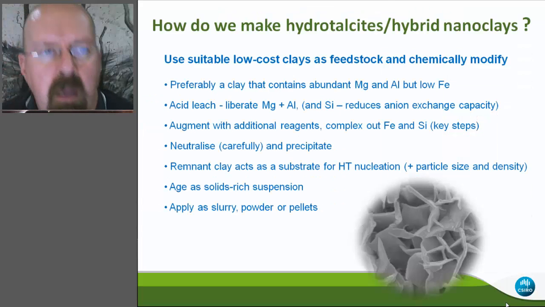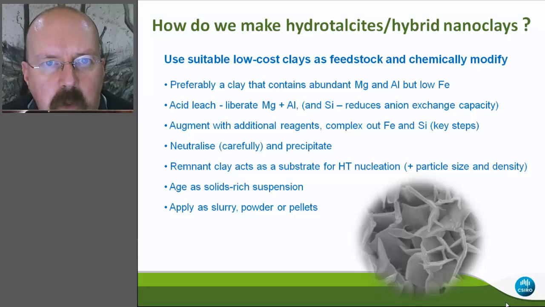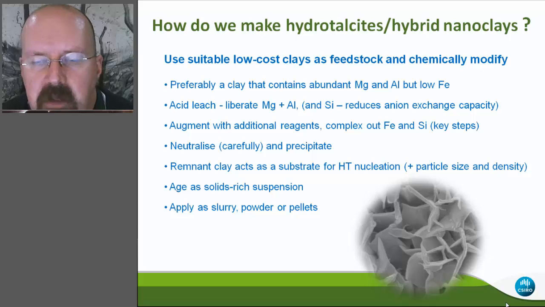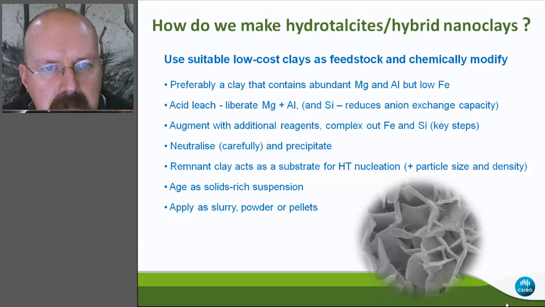So how do we make these hydrotalcites or hybrid nanoclays? Well, firstly, we use suitable low-cost feedstock, and then we chemically modify those clays. Preferably, though it's not absolutely important, we use a clay that contains abundant magnesium and aluminium, but for various reasons we particularly want high iron concentrations.